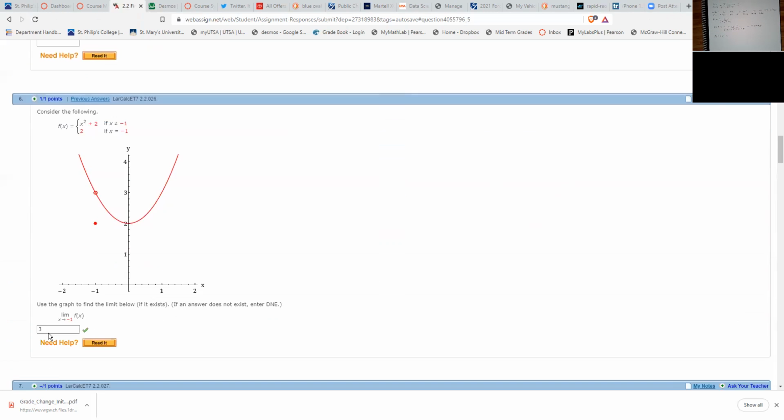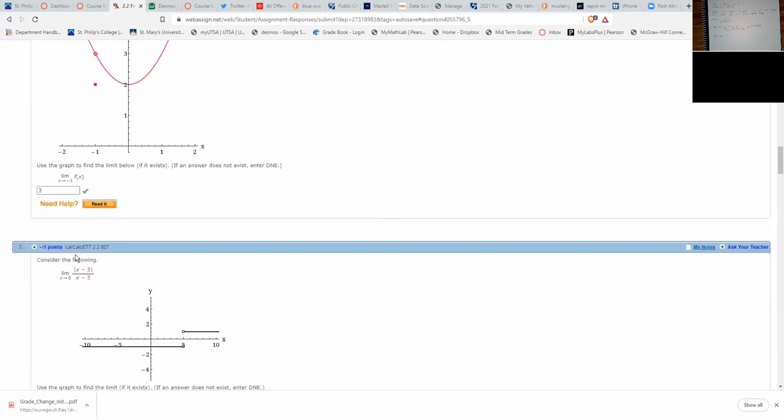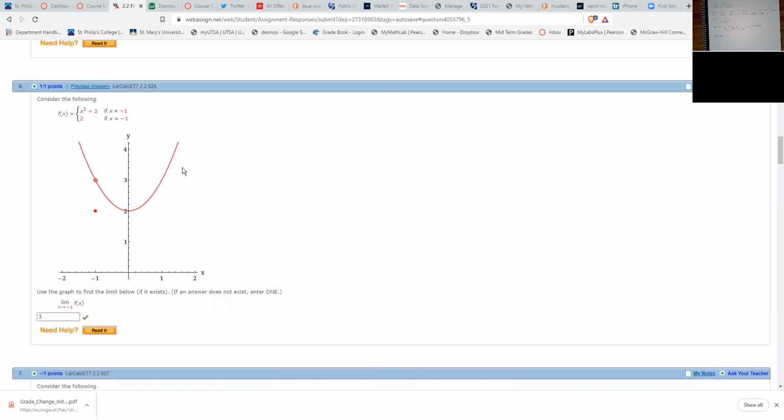Does that make sense? This is kind of like a weird trick question because it actually doesn't have a hole over here. So f of -1 is equal to 2, but the limit is equal to 3. Are there any questions about this? That'll become more important when we get to continuity. So this function is not continuous there, but it is defined there.